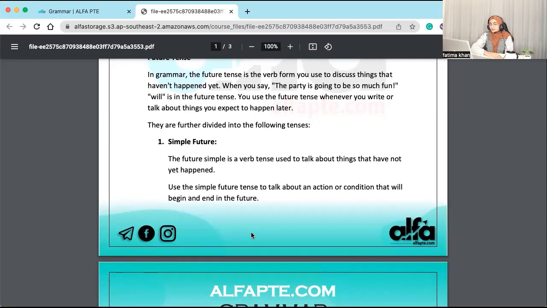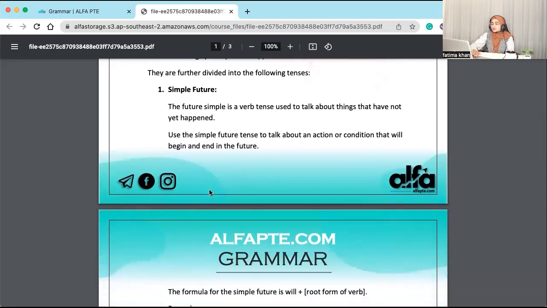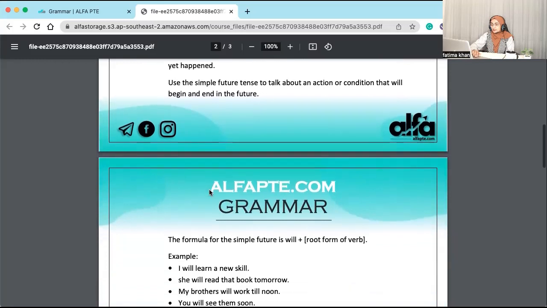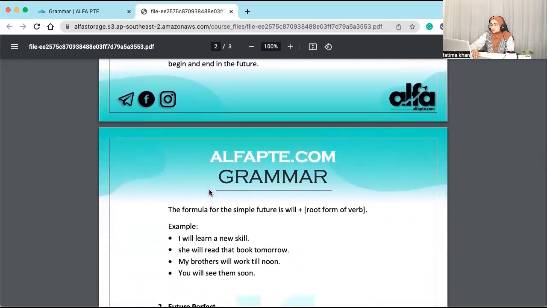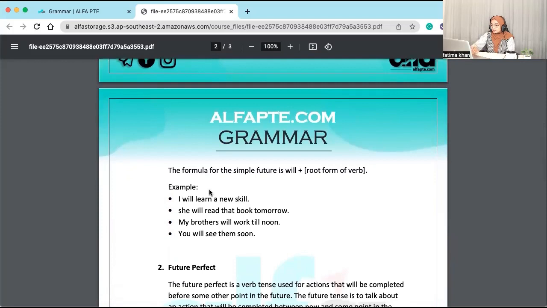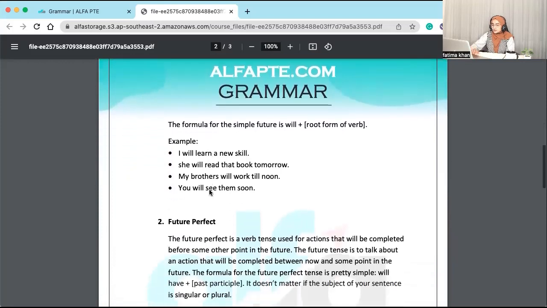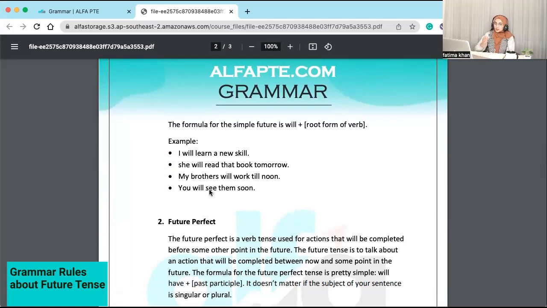Okay? For example, I will go tomorrow. She will not go to class today, and so on and so forth. Okay? The future simple is a verb tense used to talk about things that have not happened yet. The formula, like I said, for simple future is will plus the verb. Will learn, root form, like the first form of the verb. Will learn, will read, will work, will go, will come, the first form of the verb. Very simple.